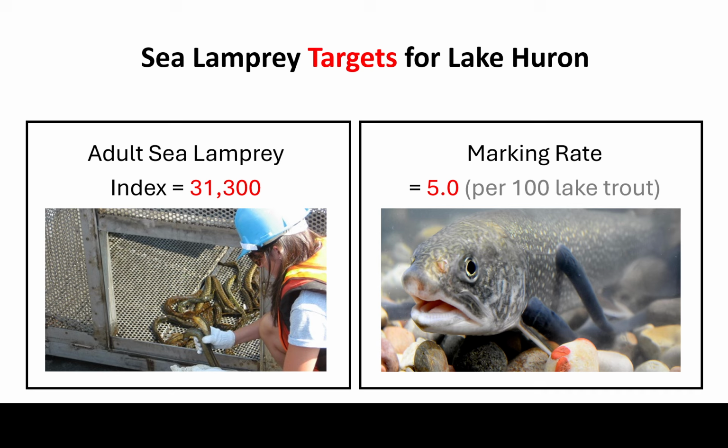In order to meet the FCO for sea lamprey, we have two targets that we aim for. One is to keep the adult sea lamprey index at or below 31,300. And the other is to keep the marking rate at or below 5 marks per 100 large lake trout. The marking target equates to an acceptable annual sea lamprey-induced mortality rate of 5%.